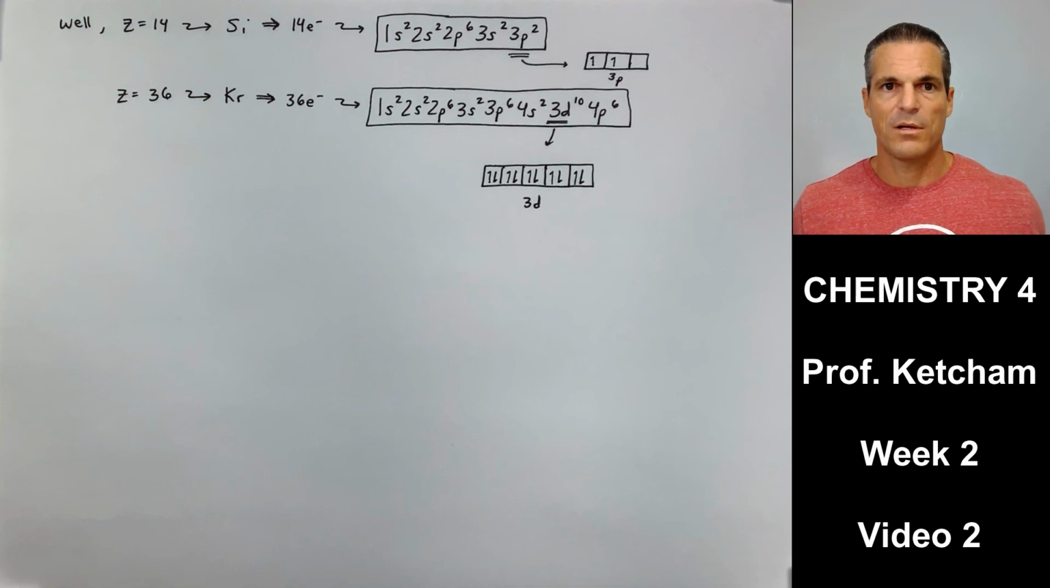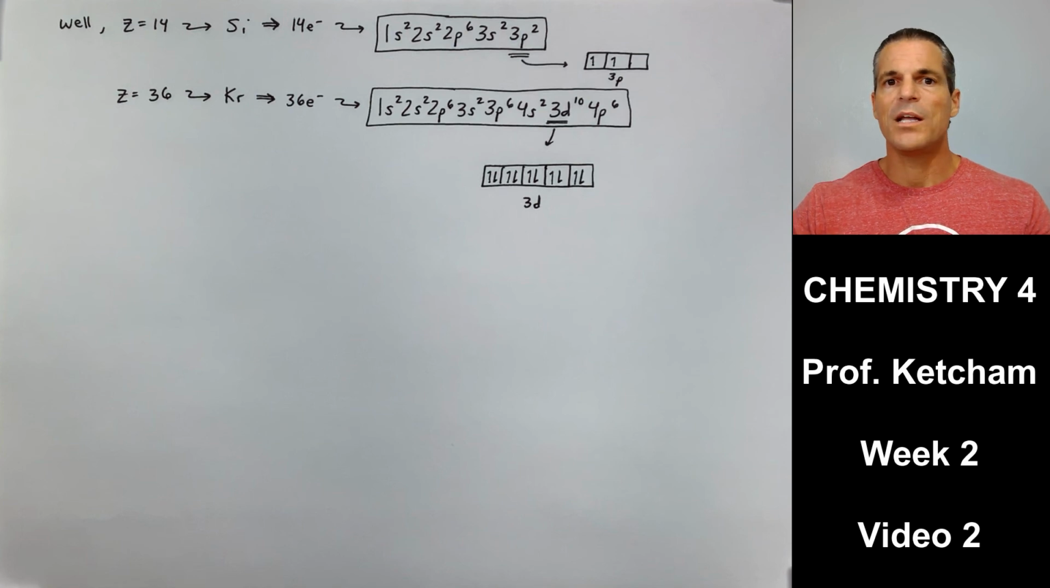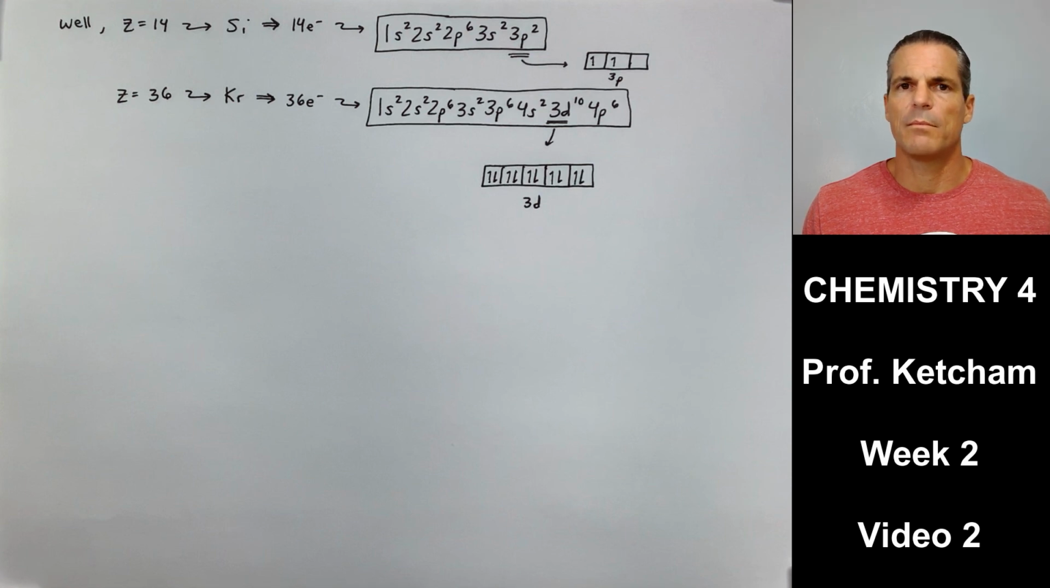a 1s orbital can hold 2 electrons. A 2s orbital can hold a max of 2 electrons. I'm looking at the last one here. 2p, 3p, 4p. A 2p and a 3p and a 4p are the same thing. They can hold a maximum of 6 electrons. First time you've seen a D there happens to be 3d, but a 4d, a 5d, they can hold a maximum of 10 electrons.